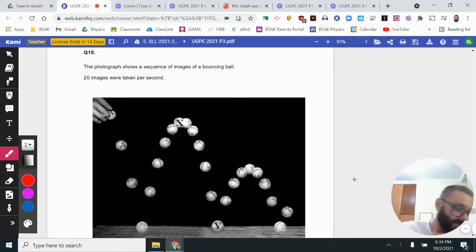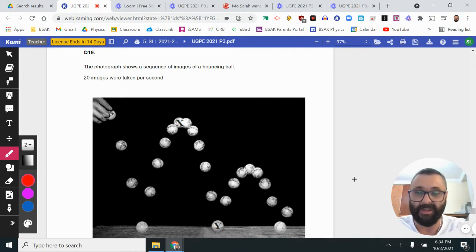Right, the last question. We made it. So, question 19, the bouncing ball question. Lots of bouncing balls in this paper three. Anyway, this is a freeze frame photography question. Alex, I love these.